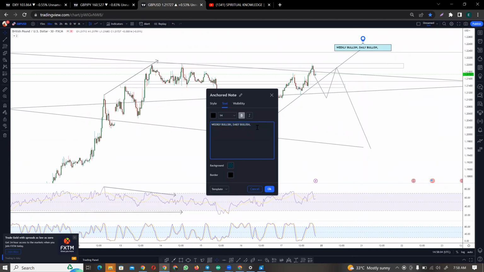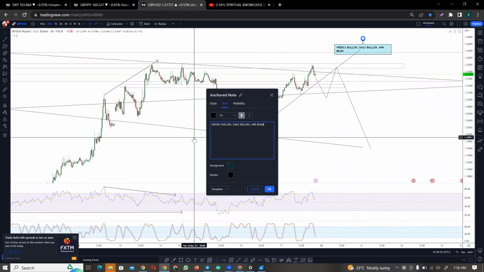On 4 hours we are bearish. Though this thing shows that being bullish on this thing and bearish on one shows that we should be looking more for a buy. So the sell we take is just a scalp sell. So 4 hours is bearish.